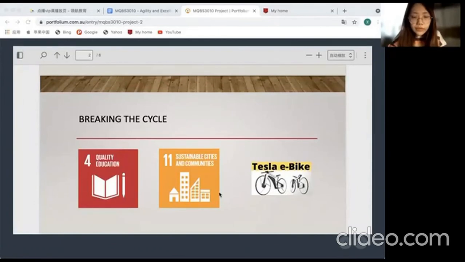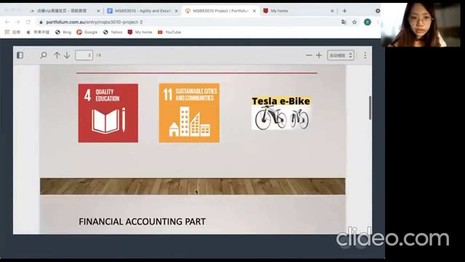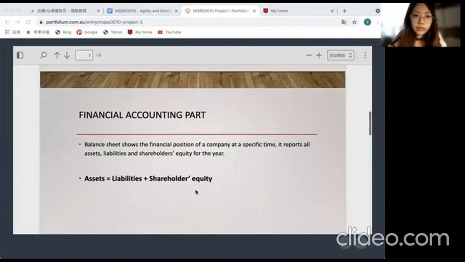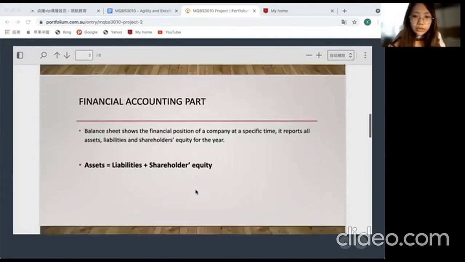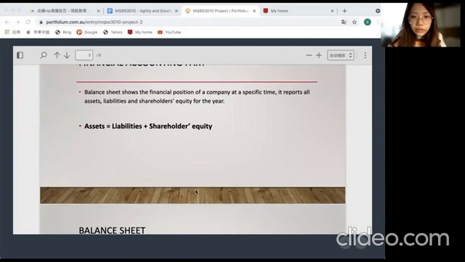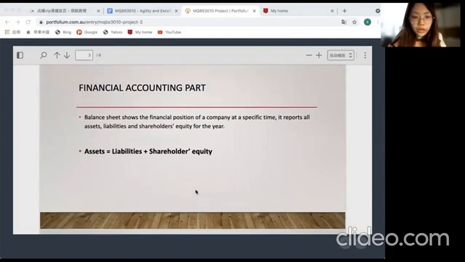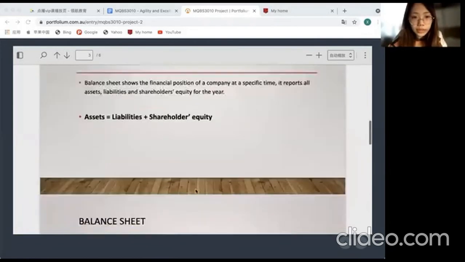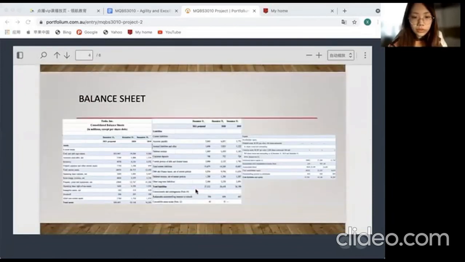I'm responsible in the financial accounting part for the project. This slide is a demonstration of the most important equation in accounting, which is also the basis of the balance sheet. In the report, I analyzed the influences of implementing the project on the balance sheet of Tesla, how it will affect the assets, liabilities, and shareholders' equity of the company. This part shows the projected balance sheet completed by me.